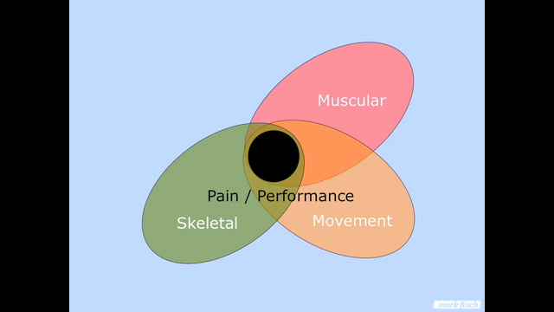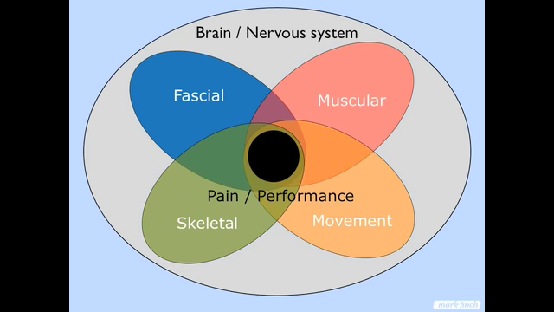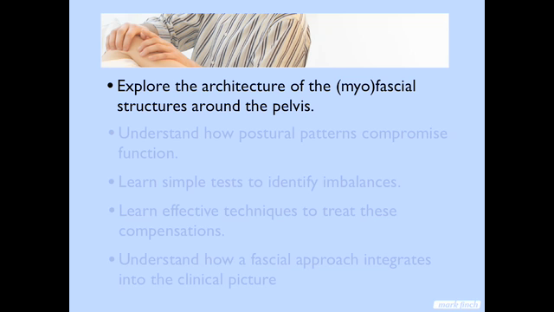These three components have been well documented in many other places, but the one that we're interested in for this weekend is the contribution of the fascial system to the clinical picture. So that's the one that we'll be most interested in. It's also helpful to understand that all of these systems are operating in the context of the brain and the nervous system. And like I said, what we'll be focusing on for the weekend is how the fascial system is contributing to the whole clinical picture. So here's a little outline of what we'll do.